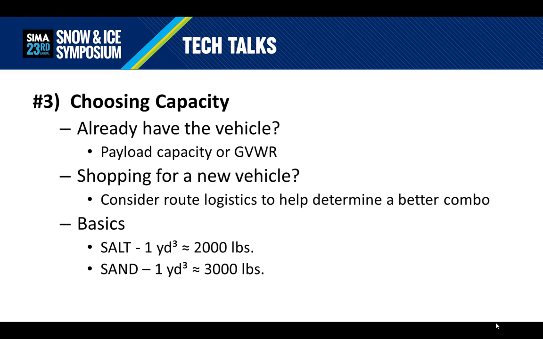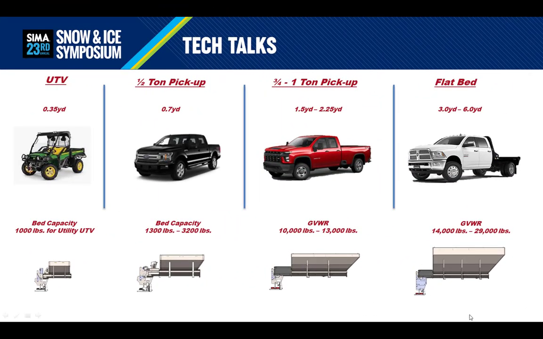As we move forward, keep in mind the basics. 1 cubic yard of salt weighs approximately 2,000 pounds, and 1 cubic yard of sand weighs approximately 3,000 pounds. Here's a quick guide on capacities. A true utility UTV typically has a capacity around 1,000 pounds, for which a 0.35 cubic yard spreader works great. Today's half-ton trucks have a lot of capability, but they vary greatly, which makes a 0.5 to 0.7 cubic yard spreader a good fit.